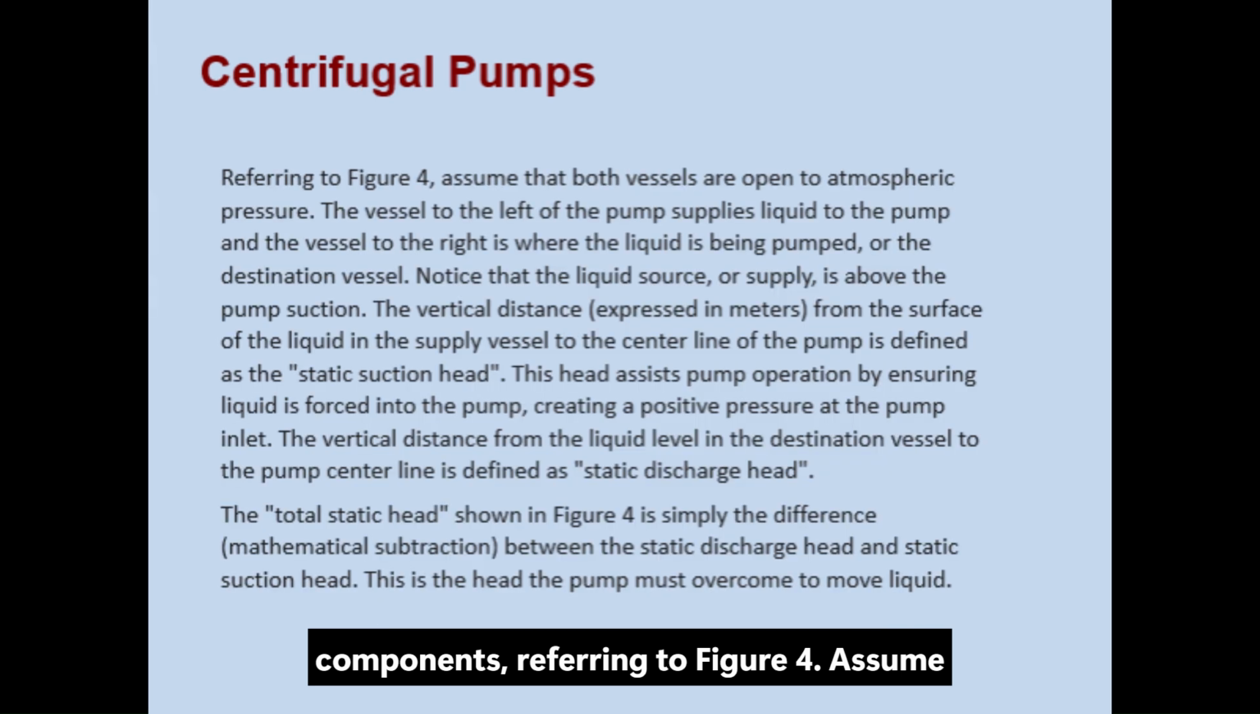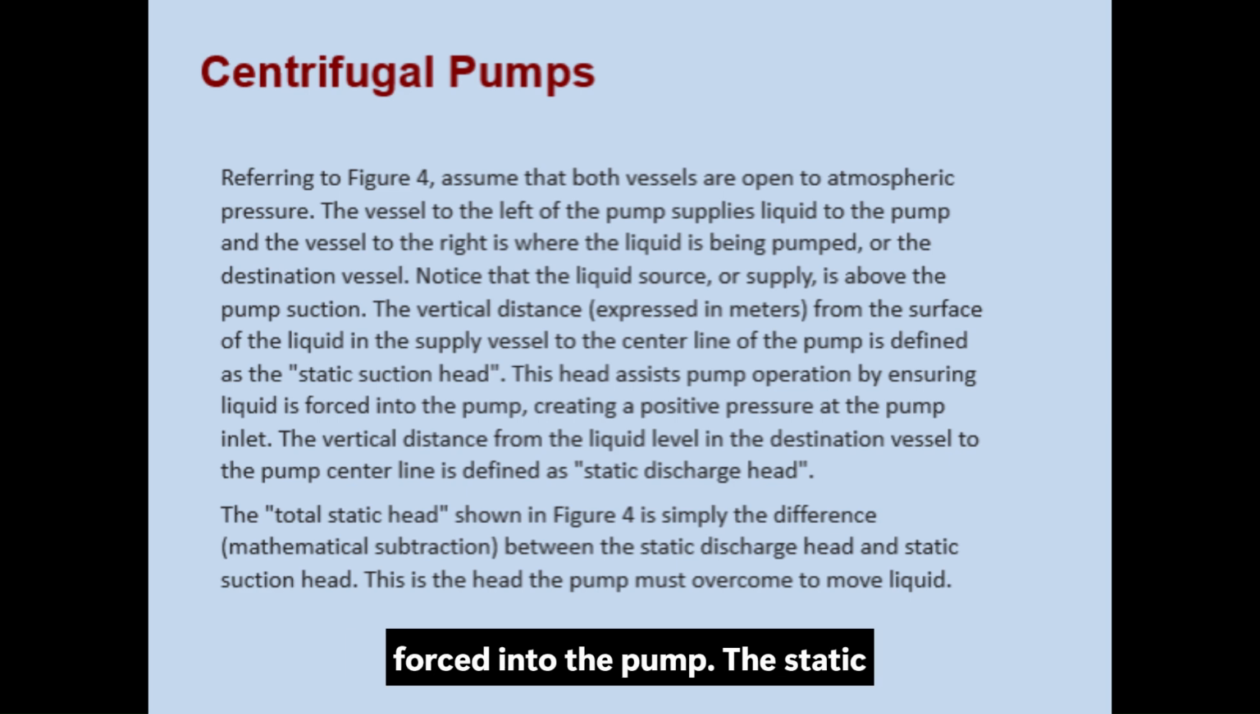Referring to Figure 4, assume both vessels are open to atmospheric pressure. The supply vessel is to the left, and the destination vessel is to the right. Notice that the liquid source is above the pump suction. The vertical distance from the liquid surface in the supply vessel to the pump centerline is the static suction head, which assists pump operation by ensuring liquid is forced into the pump.